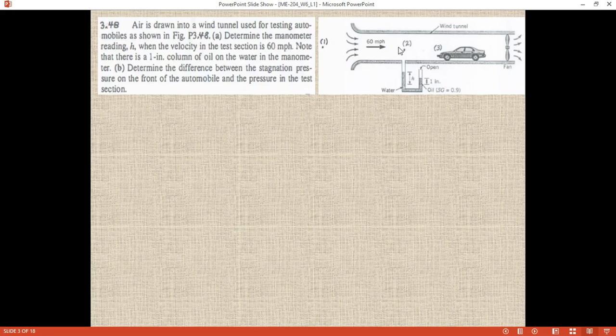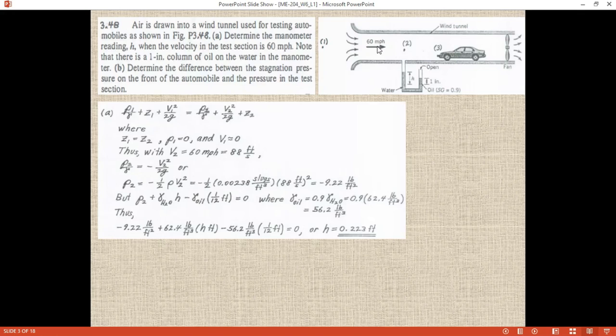At point 2, what we know, we have to find out the pressure P2. The velocity is known in the wind tunnel, that is 60 miles per hour. So let's see. So we apply the Bernoulli equation at point 1 and point 2. So this is the Bernoulli equation. So the point 1 and point 2 are at the same line, because this is the horizontal pipe, and for the horizontal pipe, Z1 and Z2 are equal, and P1 and V1 are 0 because this is atmospheric condition.